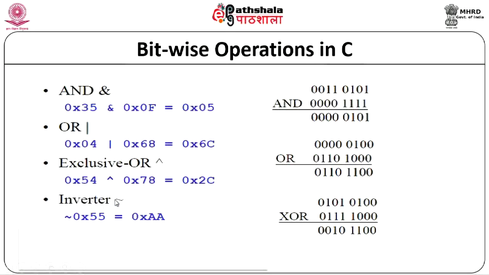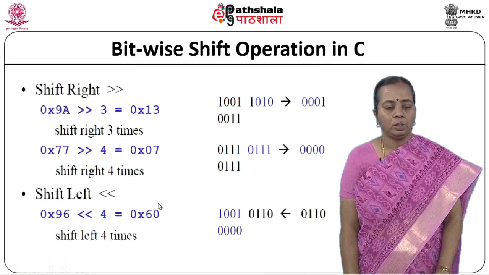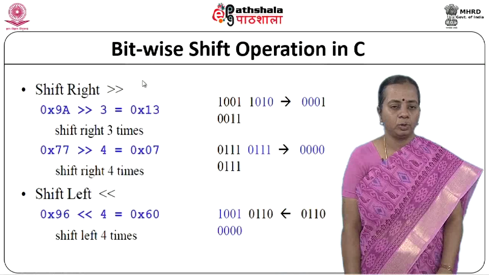The next symbol is the inverter symbol. Because it is inversion, we do not need two operands, only one operand. When we put the inverter symbol before 0x55, it is inverted, so we will get a value of 0xAA. So, through logical operators, we can do all the bitwise operations using the logical gates.